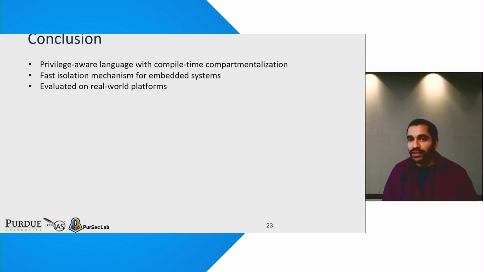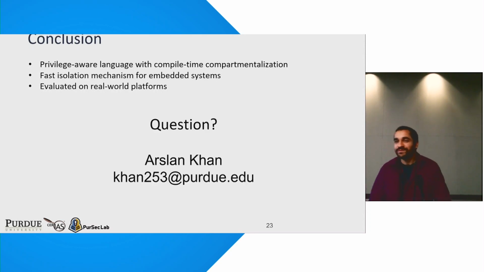We presented CRTC. It's a new privilege-aware language with compartmentalization. It provides a fast isolation mechanism for embedded systems, and we evaluated it on real-world programs. It's a really cool project because if you write your code in CRTC, it basically realizes what type of code you're writing. Working with CRTC is kind of like working with Rust, but this compiler nags more than the Rust compiler. All right, so with that, I'll take any questions you guys have.